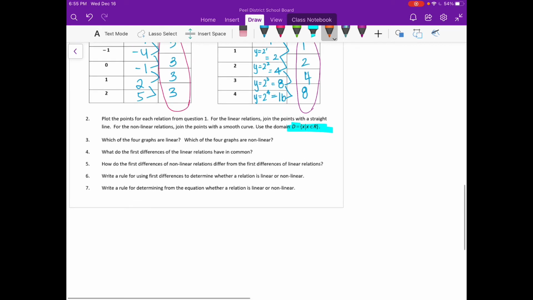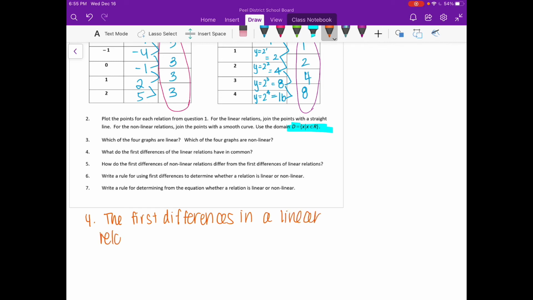What do the first differences in the linear relationships have in common? So I'm just going to go and write that in. The first differences in a linear relationship are always constant.